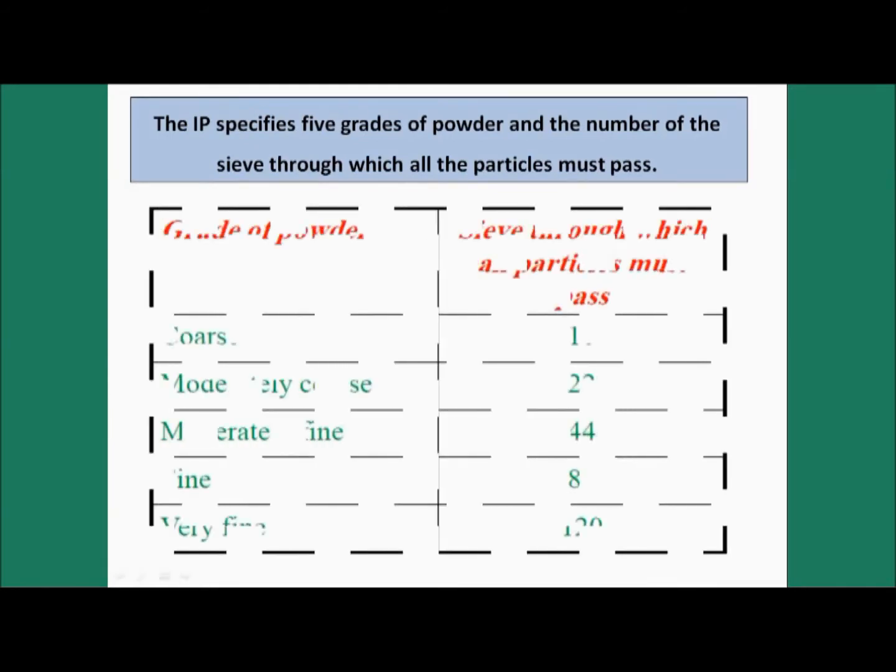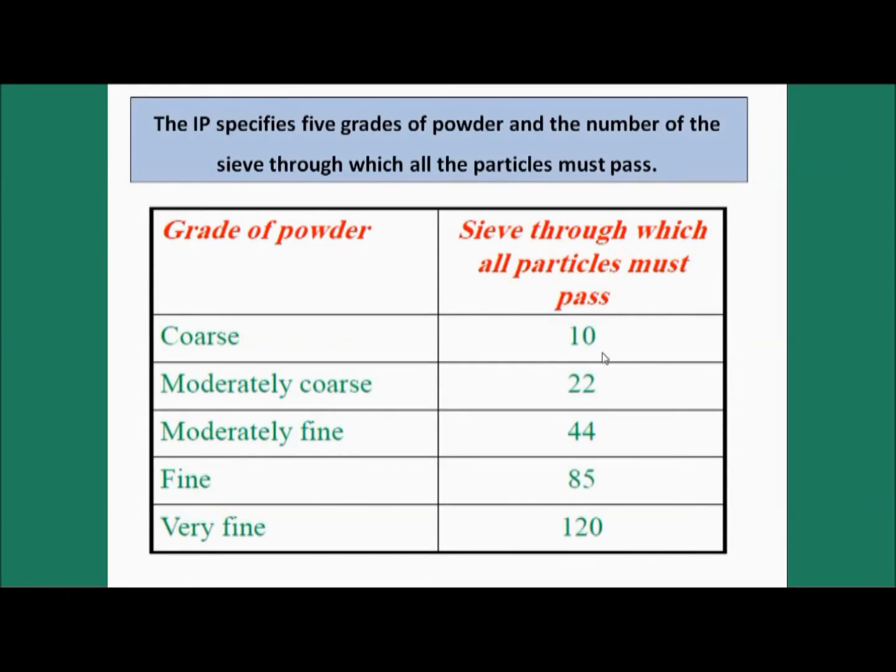So I repeat, the coarse grade we have already studied. The coarse grade has to pass through sieve number 10. Moderately coarse grade has to pass through sieve number 22. Moderately fine has to pass through sieve number 44. Fine has to pass through sieve number 85. Very fine has to pass through sieve number 120. This grade you need to remember, or you need to memorize.